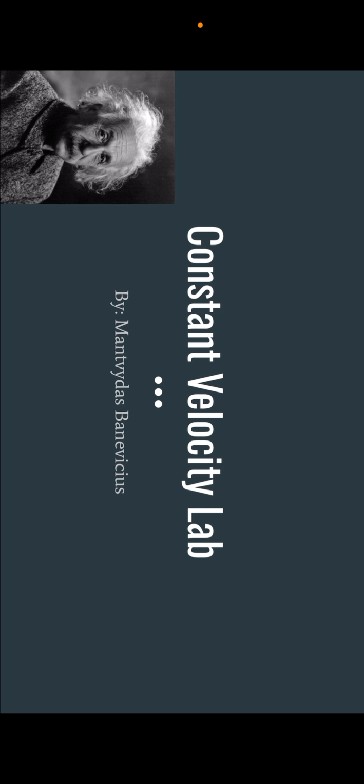So this is the Constant Velocity Lab for Physics by myself, Mantalis Benavichus. The purpose of the lab was to analyze the motion of a tennis ball that was moving in constant velocity, and we were pretty much just comparing the reality versus the theoretical. So we were looking at actual data versus the theoretical graph that we found.